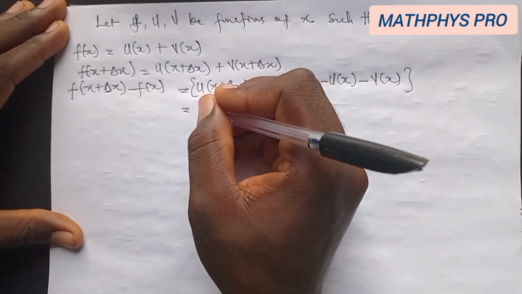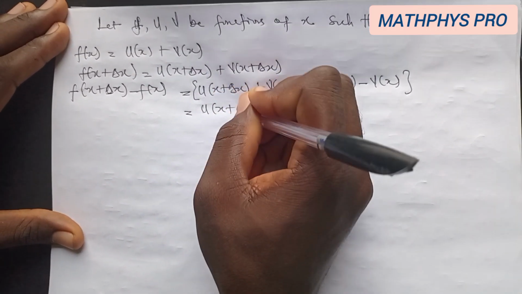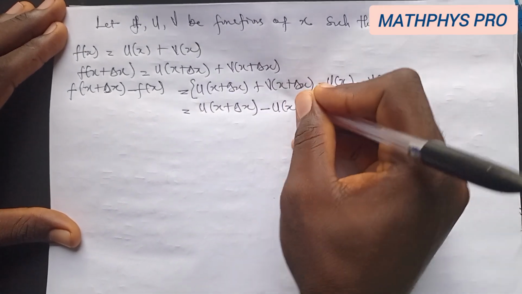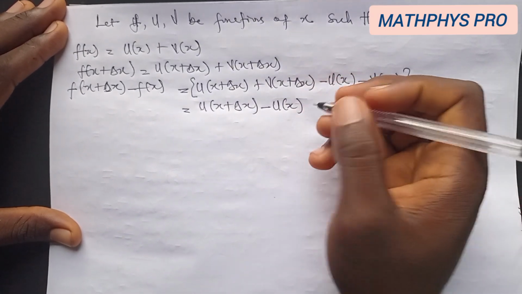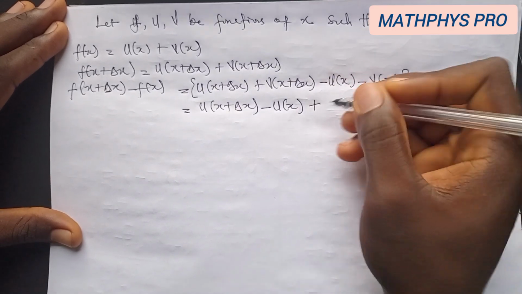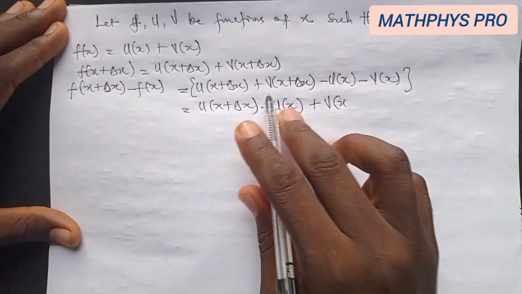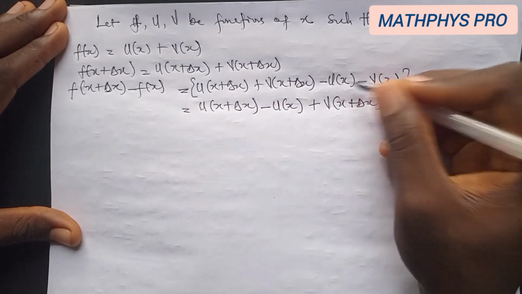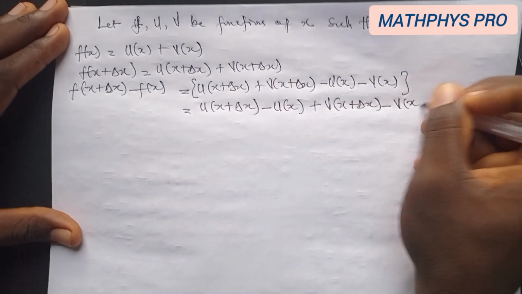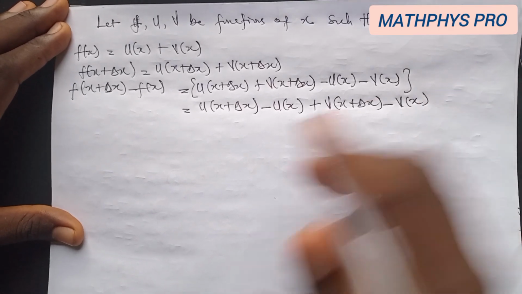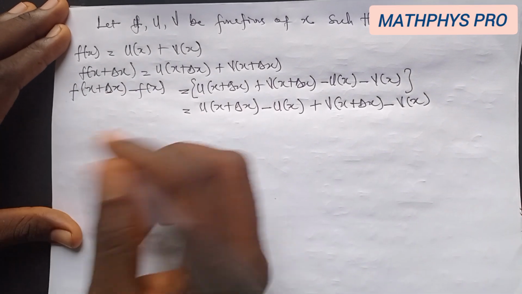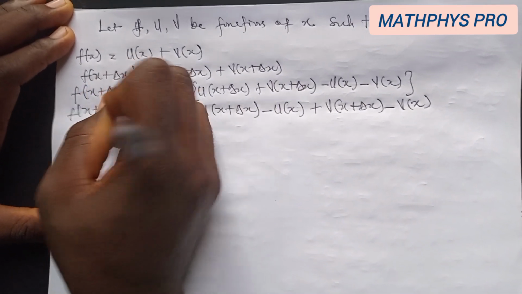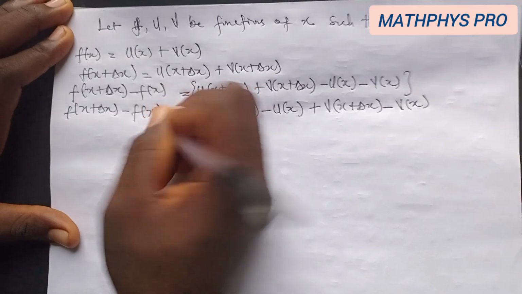On the right side of the equation, we have u of x plus change in x minus u of x plus v of x plus change in x minus v of x. So now, remember at the left hand side, we have f of x plus change in x minus f of x.